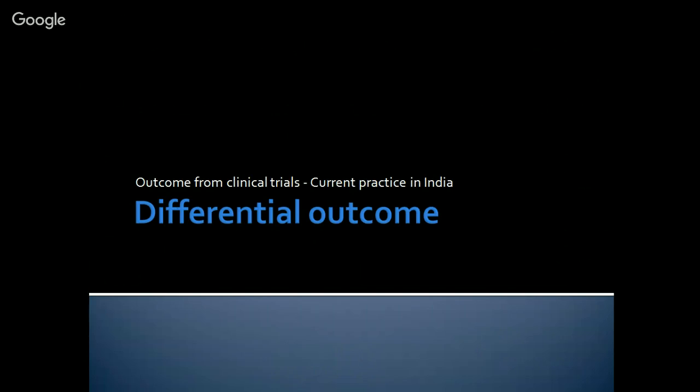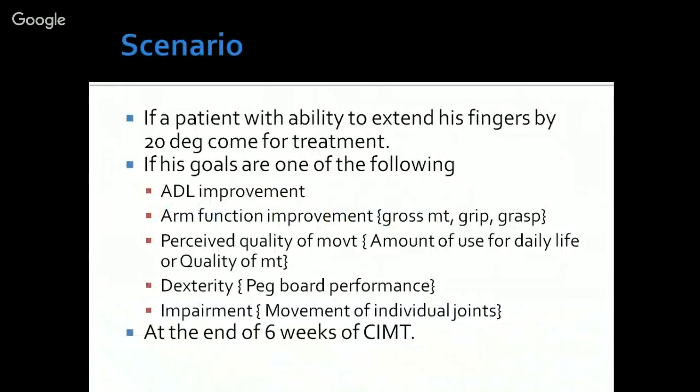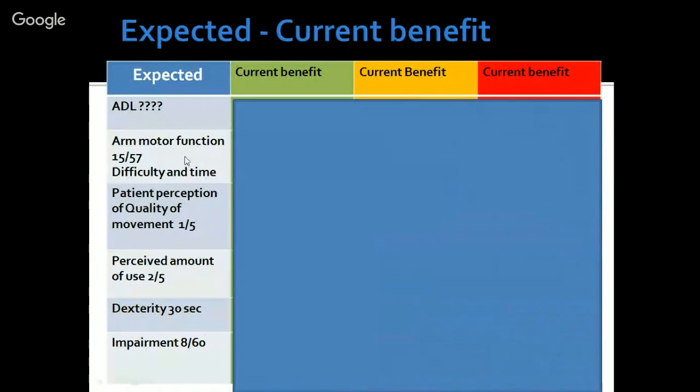But for that, what we need is the current level of ability you are having currently. But many of us in India are not accustomed to using these scales. However, since we have discussed, you will have a better understanding of what these scales mean. So let's look into the differential outcome. If a patient with the ability to extend his fingers by 20 degrees comes for treatment, if his goals are one of the following, like improvement in ADL, arm function, perceived quality of movement, or dexterity or impairment, after you apply CIMT for a period of 6 weeks, the expected benefits are the following, which I have shown here.